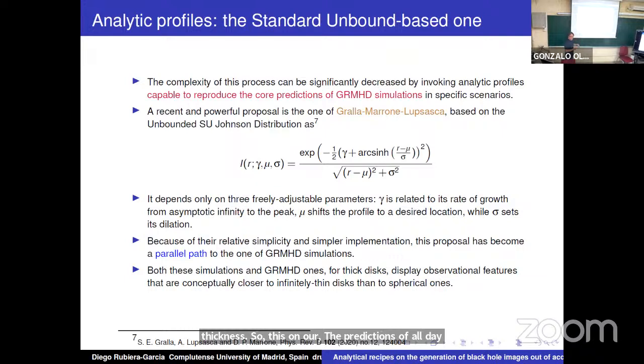The answer is, to the thin disk. Actually, the predictions of the spherically symmetric models only apply to those models. As long as the disk has some thickness and is not completely spherical, they do not apply. This is very important, and I'm going to explain it when I discuss the observables. We are not sure about the exact thickness, but we know from these simulations that the predictions in terms of observables are going to be conceptually closer to thin disks than to spherical ones.